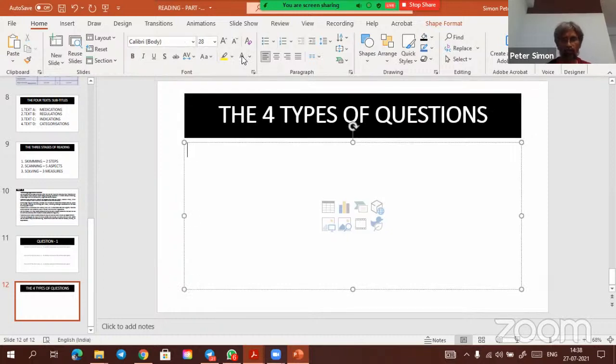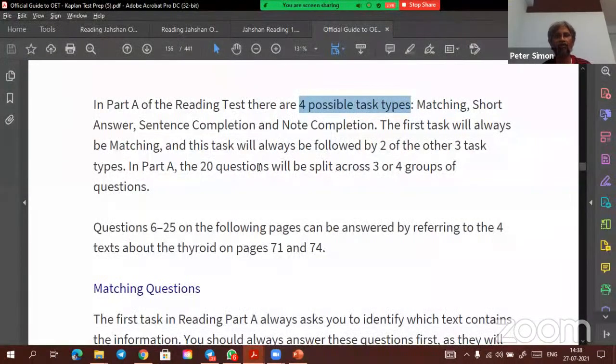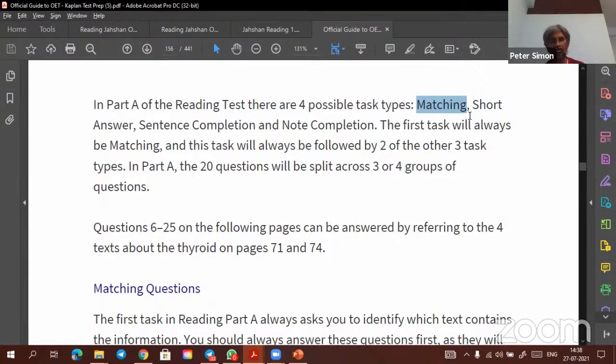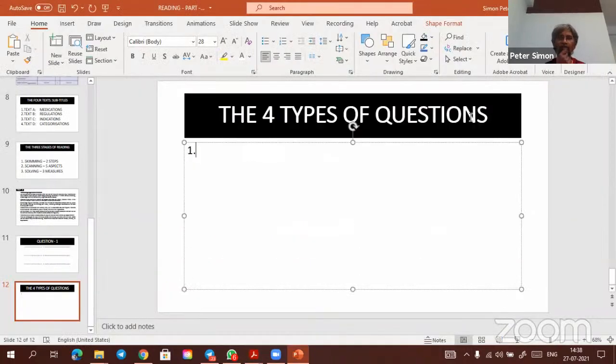The first one is matching. That means, will it go in A or B or C or D? Matching the information with the text: this information is matching with A or B or C or D. We call it matching information, matching information with the four texts, which is right. That you are going to see.